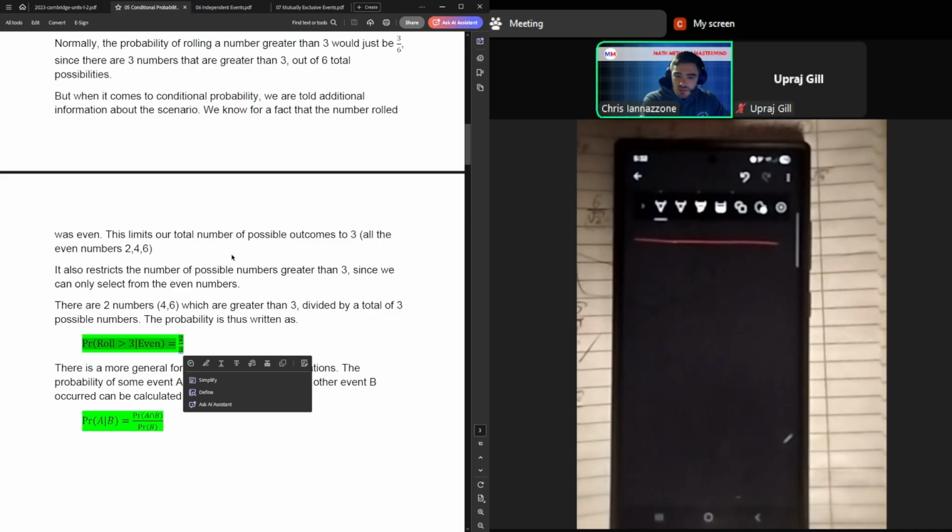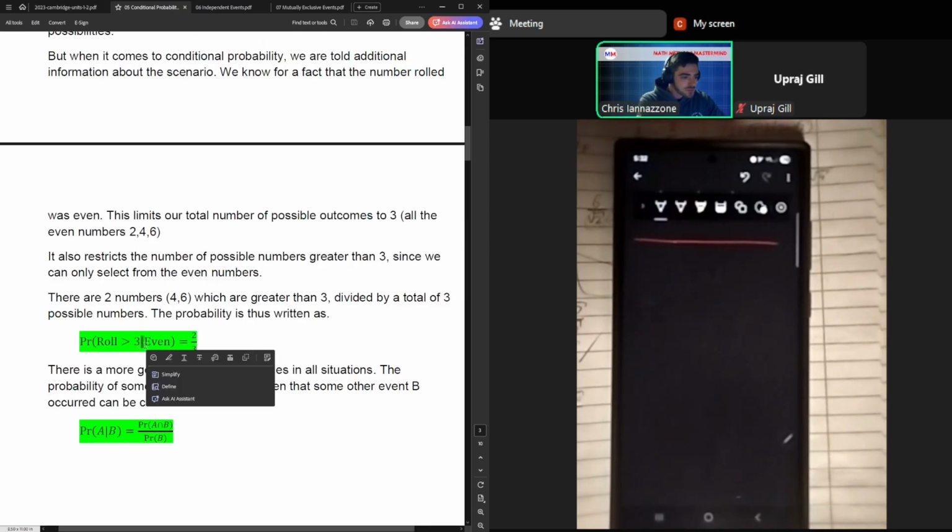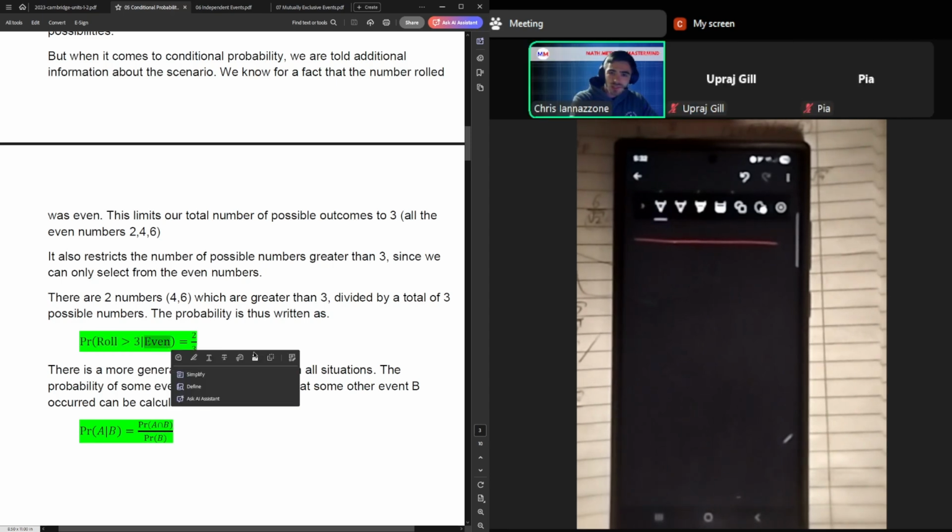This is the syntax that you use for conditional probabilities. You use this pipe, this vertical line that separates the probability that you're looking for, in this case, rolling a number greater than 3, separating that from the conditional, in this case, rolling an even number.